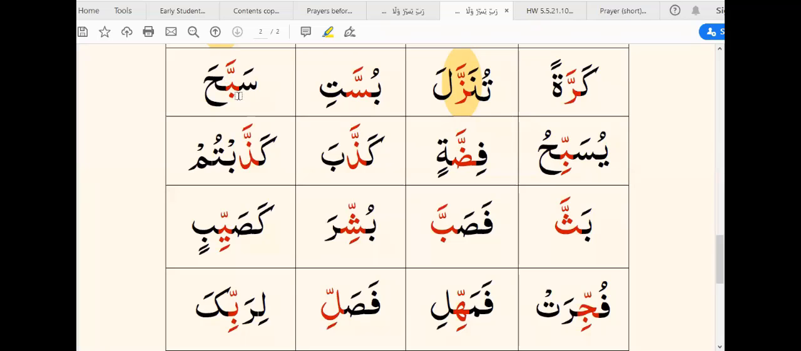Over here, letter Ba with a shadda. Sab. Baha. Sab. Baha. Well done. MashaAllah, very well read. Jazakumullah for your participation. Jazakallah. And until next time, Allah Hafiz.